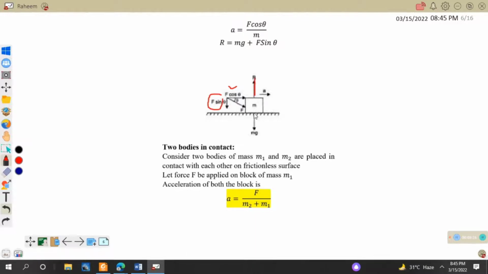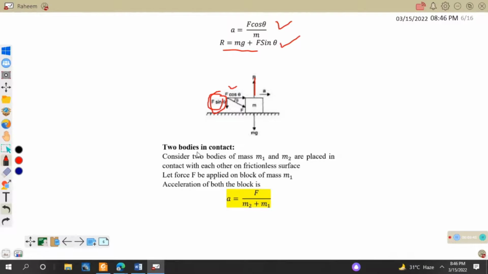Again the normal force is in the upward direction, weight is in the downward direction, and F sin theta in this case is in the downward direction. So R will be equal to mg plus F sin theta, and F cos theta is equal to ma. Again the expression for acceleration will be F cos theta over m, just like the previous case, but in this case R will be mg plus F sin theta when we push this block with force F. Now let's go for another example.